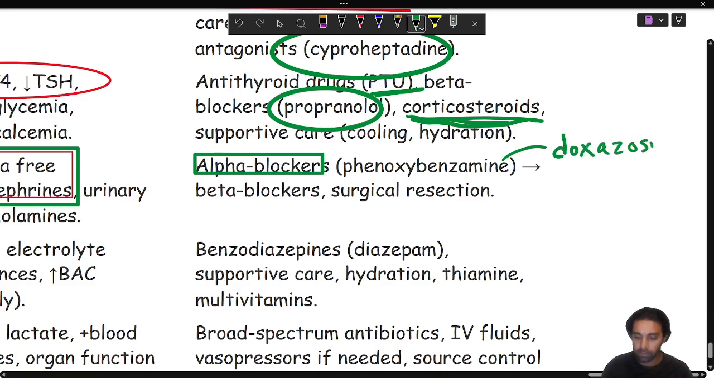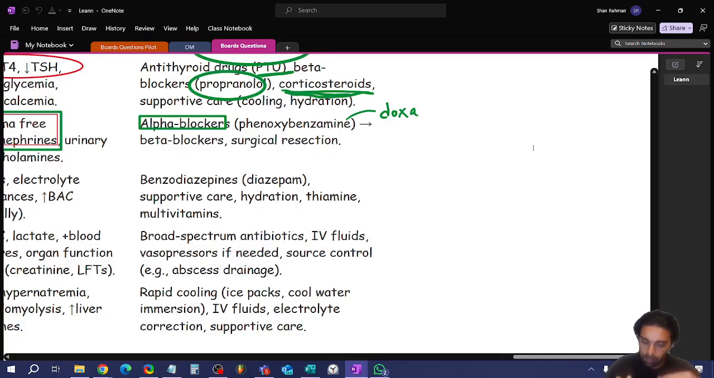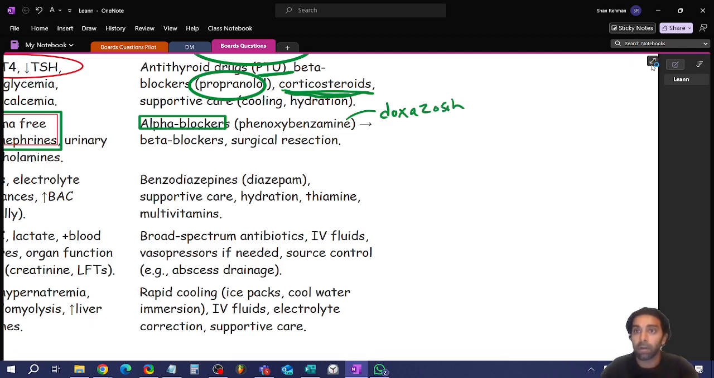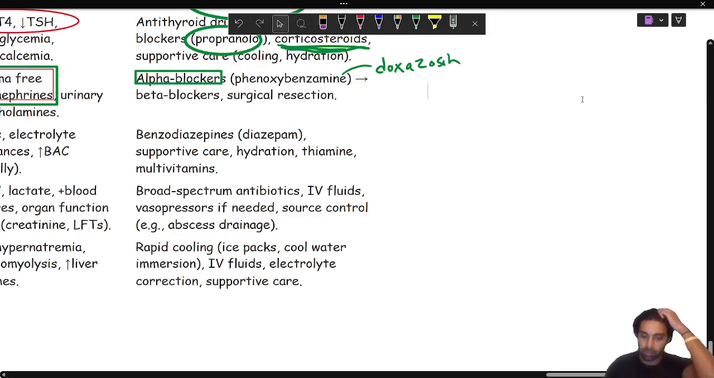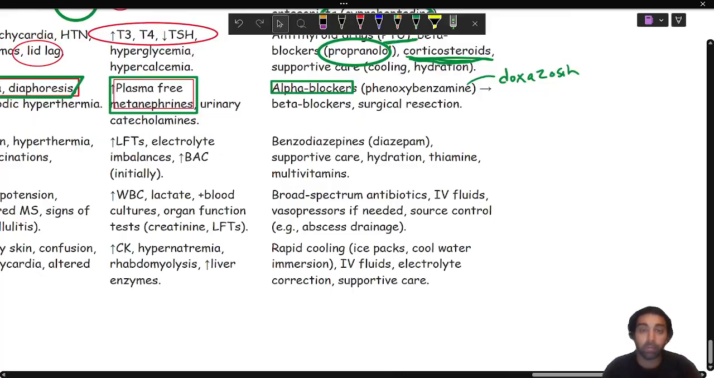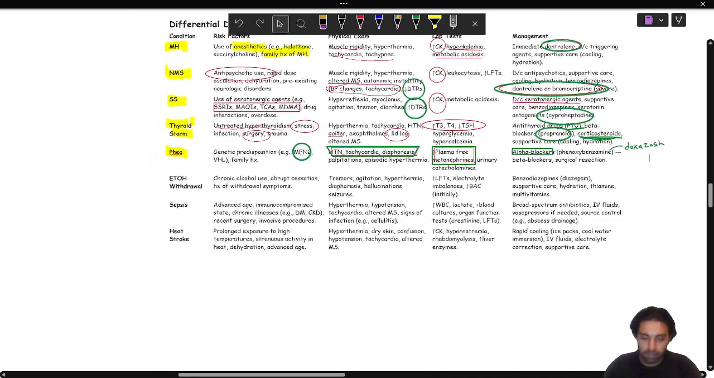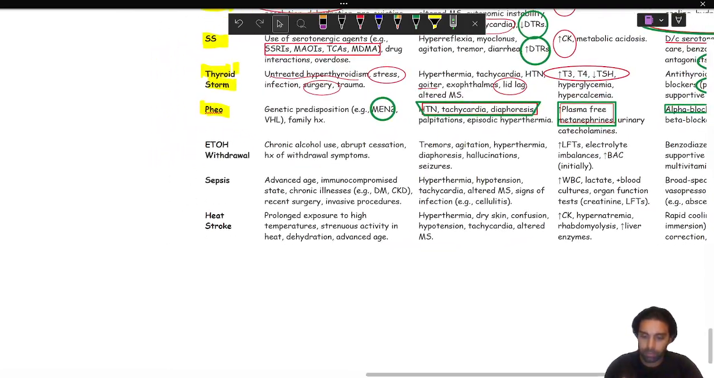doxazosin, that is also, oh, sorry about that, doxazosin, that is also a perfectly acceptable initial option. And so you do alpha blocker first before beta blocker. And you do both of those things before surgical resection. All right, so we're almost done.